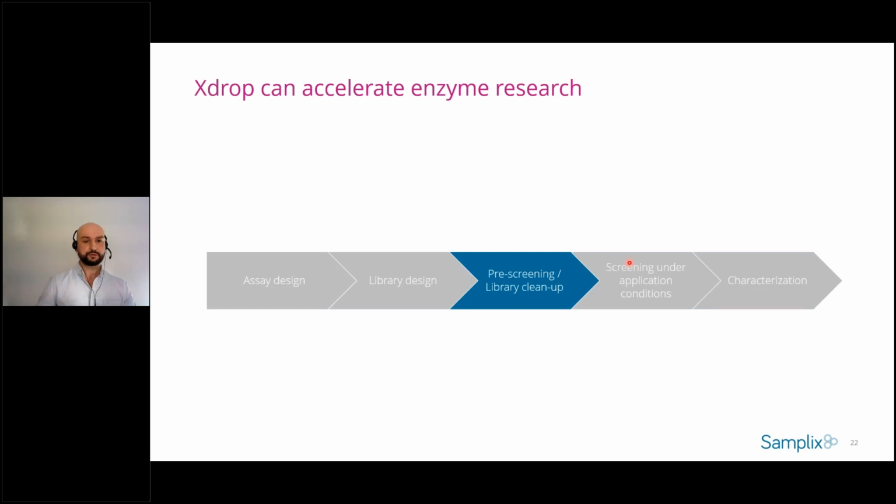So how we used Xdrop in our case study was, after assay design and library design, we used it as a pre-screening method in order to clean up the library. So basically to clean up the library from inactive enzyme variants in order to have in the end an enriched library to continue then the screening under more defined conditions, closer to application conditions. This is what we'll focus on in this case study.